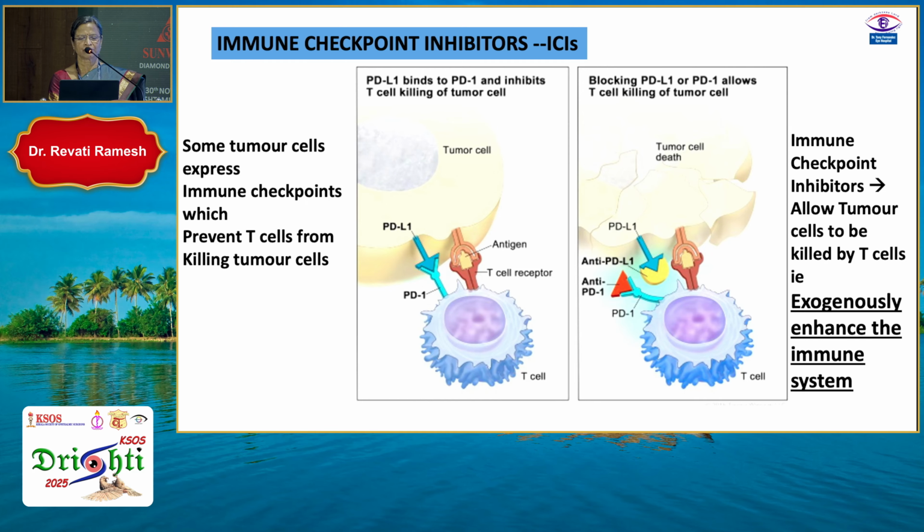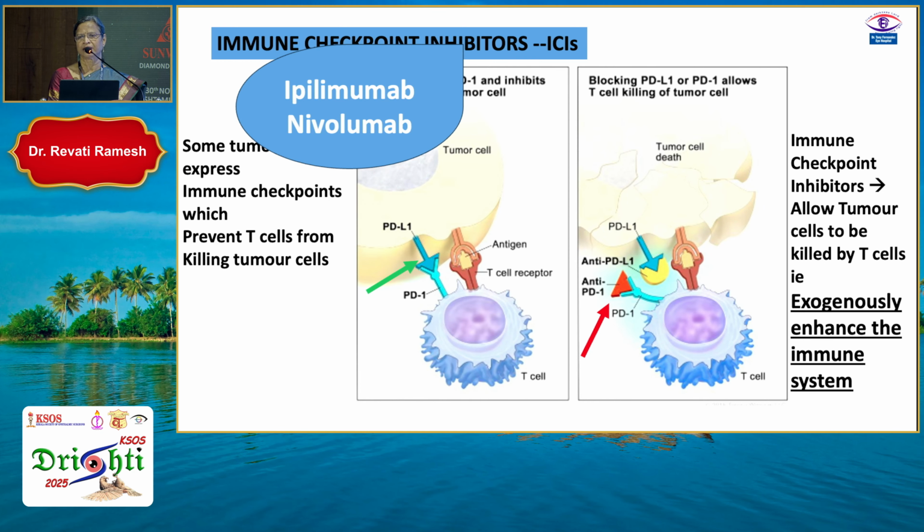Before I check out, a small word about immune checkpoint inhibitors, or ICIs. Some tumor cells in our body produce immune checkpoints which prevent the body's T cells from killing the tumor cells. These ICIs inhibit this process and allow the tumor cells to be killed by T cells. That is, they exogenously enhance the immune system. These are used in cancers in other systems, that is, not in the eye. The drugs being studied are ipilimumab and nivolumab.